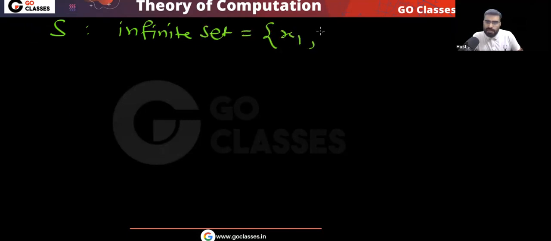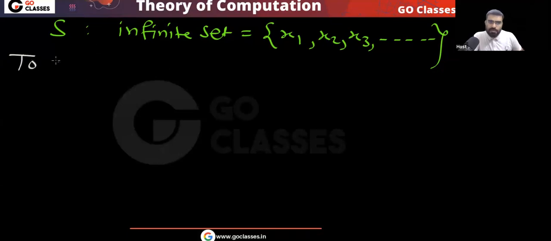Please understand that we are taking S as an infinite set. This can be any infinite set, even uncountable, no problem. It is an infinite set containing elements like x1, x2, x3, and so on. But the point is, these are the elements, let's assume. So this is your infinite set.